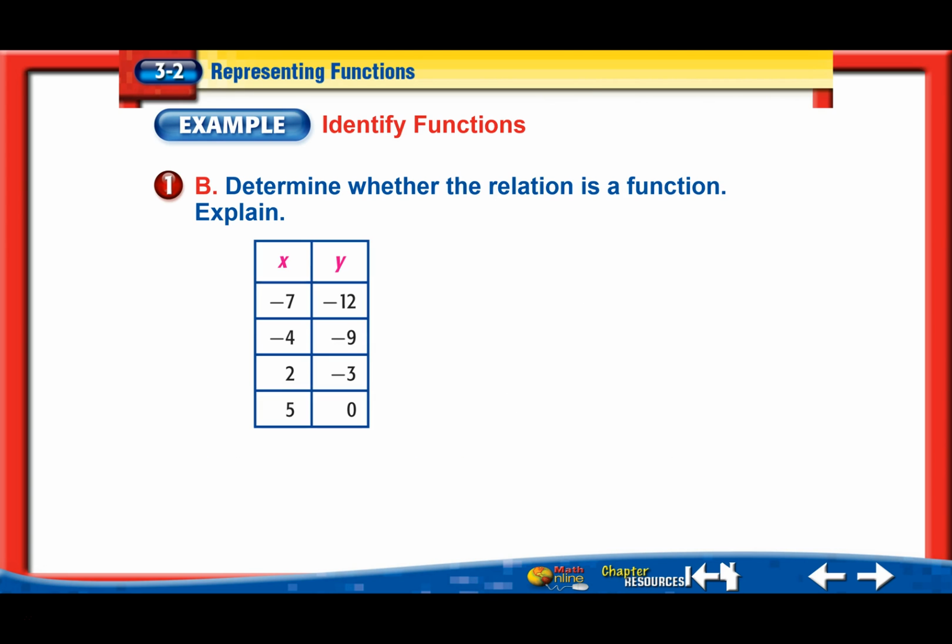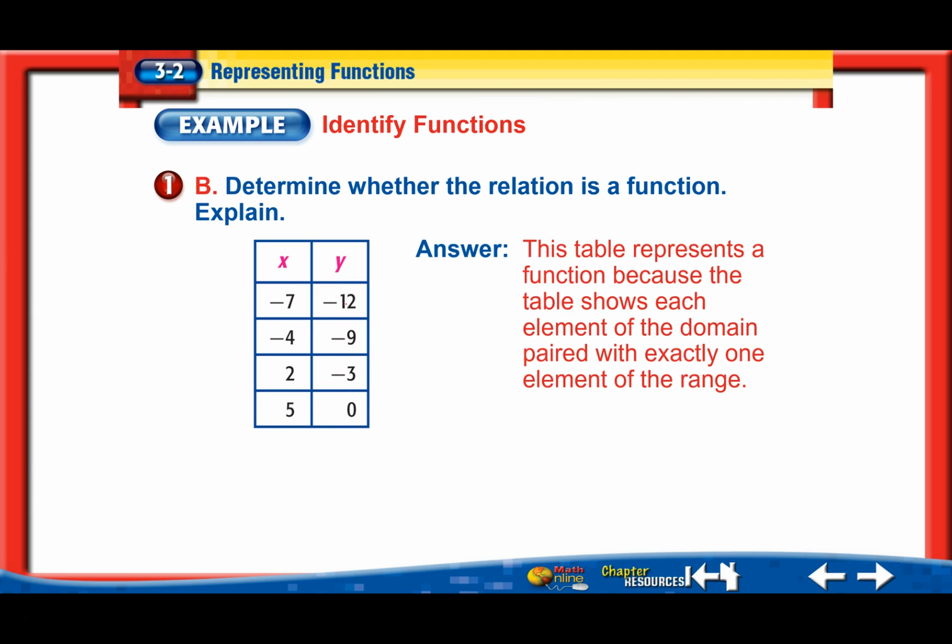So determine if this relation is a function. Okay, 7 goes to 12, 4 goes to 9, 2 goes to 3, 5 goes to 0. None of these are going to multiple y's. So I'd say this table is a function because each element of the domain is paired with exactly one element of the range. And I will very much be looking for this word exactly in your homework if you have to write this out.